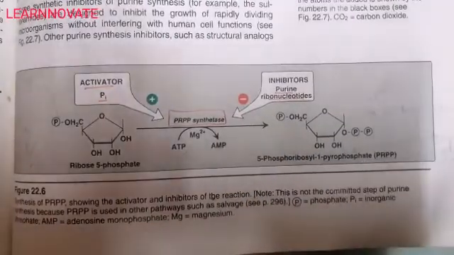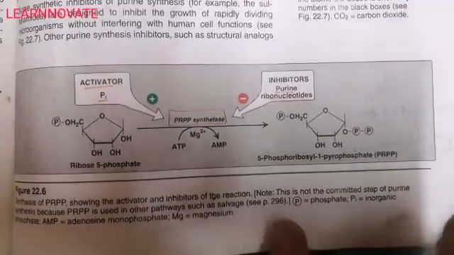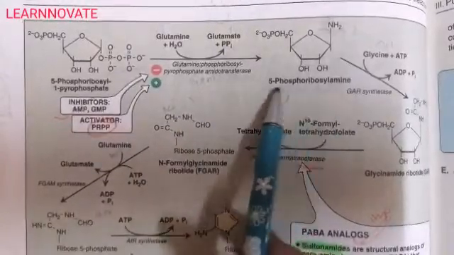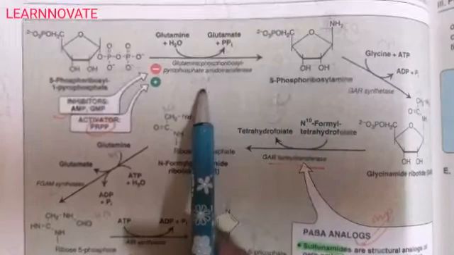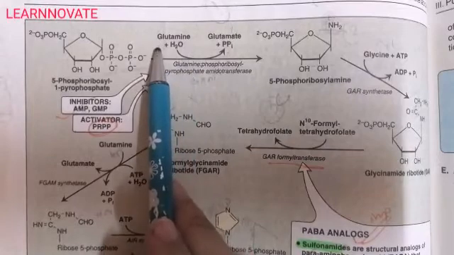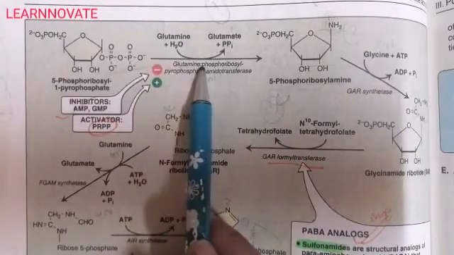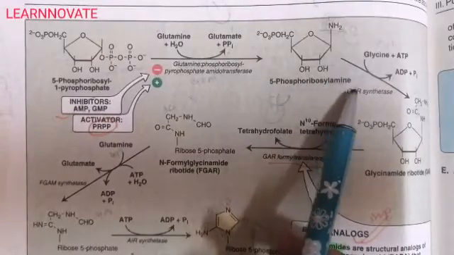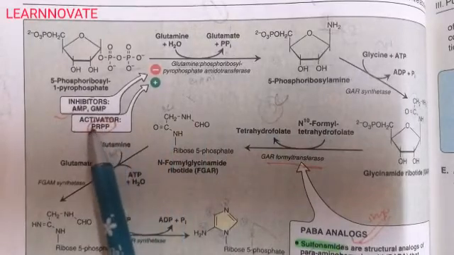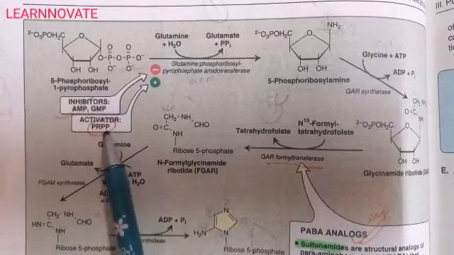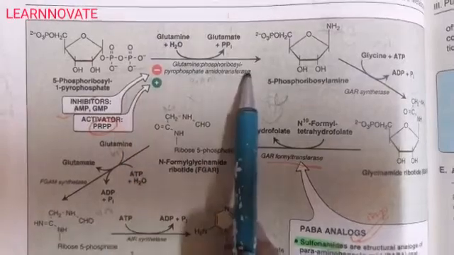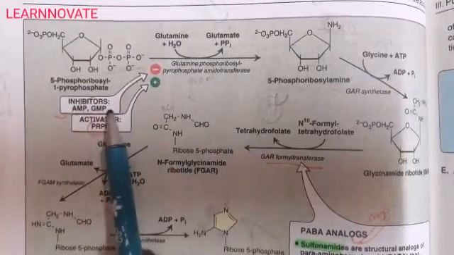Now this PRPP, the 5-phosphoribosyl 1-pyrophosphate, is going to be converted into the second compound, 5-phosphoribosyl amine. This requires a nitrogen atom, which is contributed by glutamine. This glutamine forms the nitrogen compound of the purine ring, and there will be formation of 5-phosphoribosyl amine. This step is also under the control of activators and inhibitors. The activator is 5-phosphoribosyl pyrophosphate; if it is in excess, there will be more and more production of 5-phosphoribosyl amine. If it is low, there will be less production, and the inhibitors are AMP and GMP.